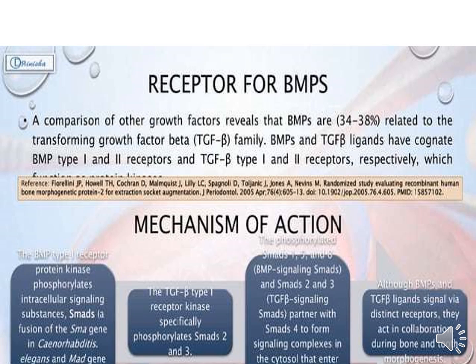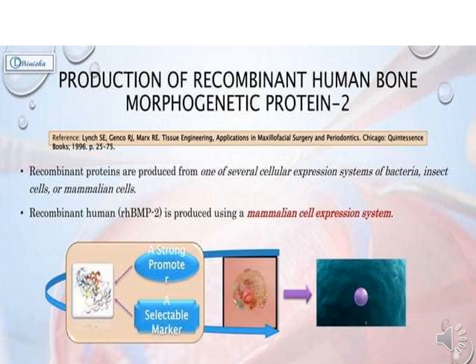Although BMPs and transforming growth factor beta ligands signal via distinct receptors, they act in collaboration during bone and tooth morphogenesis. The production of recombinant human bone morphogenic proteins. Recombinant proteins are produced from one of several cellular expression systems: bacteria, insect cells and mammalian cells. rhBMP2 is produced using a mammalian cell expression.